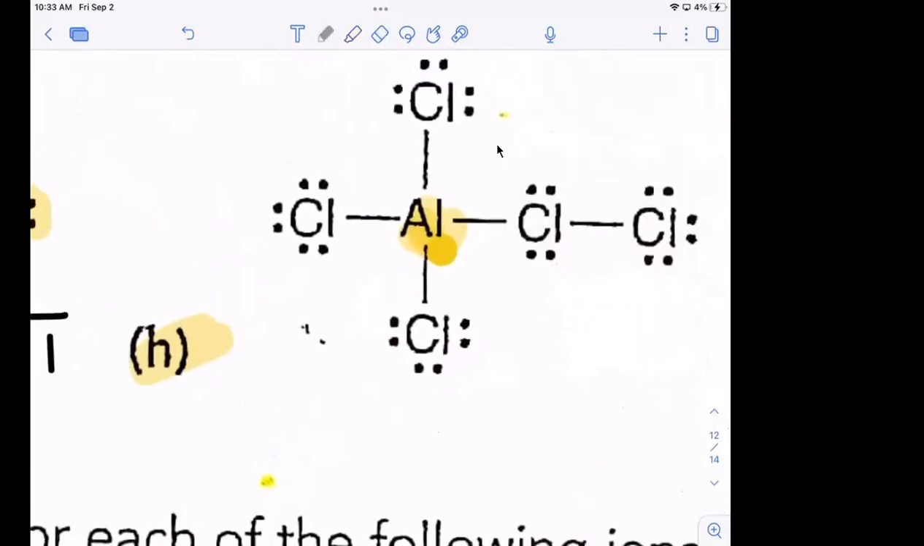-1. We just calculated that on the other side, right? It's got 4 things around it. Aluminum is a group 3 element. If it's got 4 things around it, then by default it's going to have a formal charge of -1.